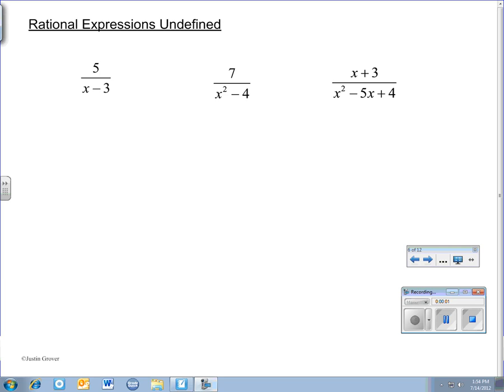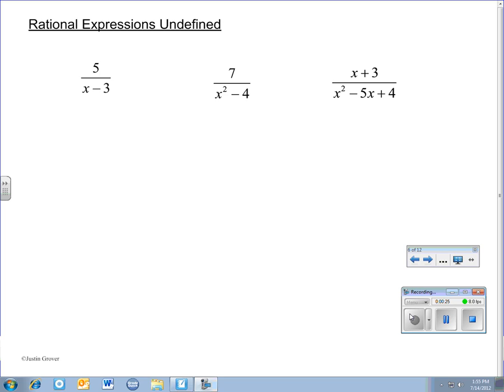A rational expression is rational if your denominator is not 0. A fraction cannot have 0 in the denominator because you cannot divide by 0. You cannot divide something by 0. It just doesn't work mathematically. So when we say a fraction is undefined, we say it's undefined if the denominator is 0.